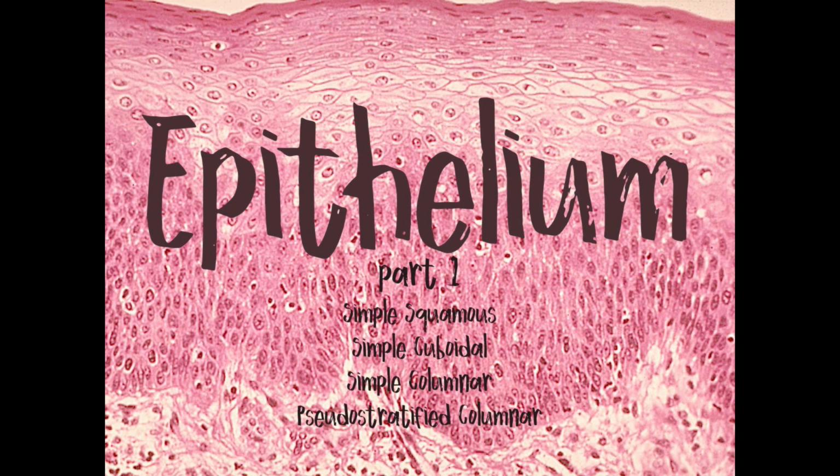Okay, well, that does it for the epithelium, part 1. Your simple squamous, simple cuboidal, simple columnar, and pseudo-stratified columnar. This is part 1 of epithelial tissue.